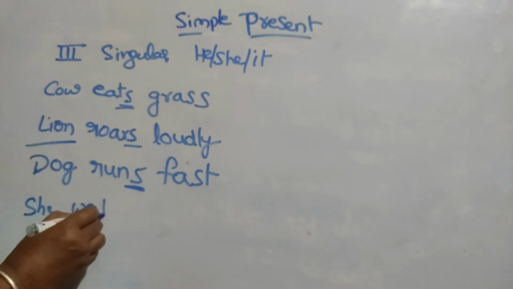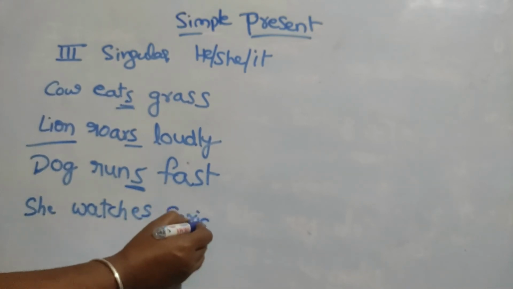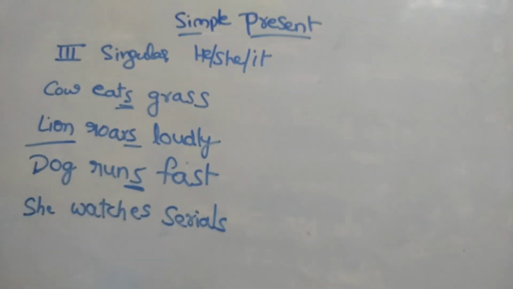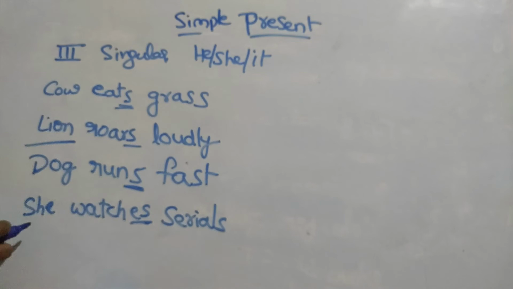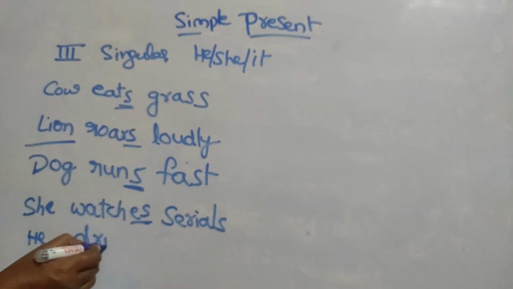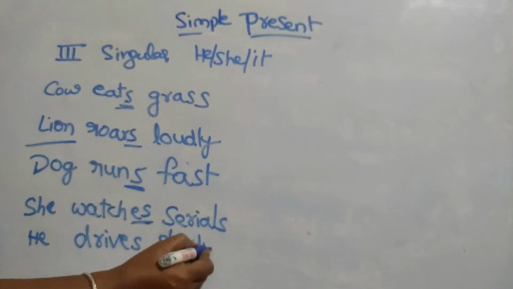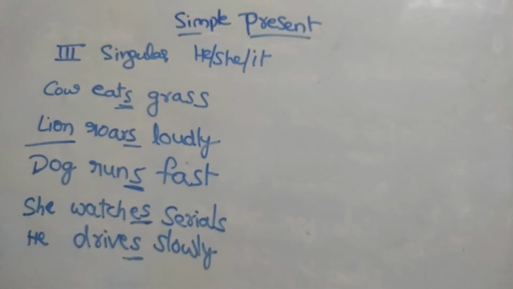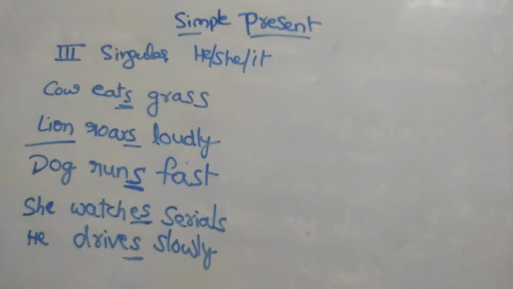She watches serials. My mom watches serials. If I am talking about my mom, she is a third person singular, so I will add es to the verb. He drives slowly. So s has been added. So if you observe, all the verbs have got s or es added. This is called third person singular.